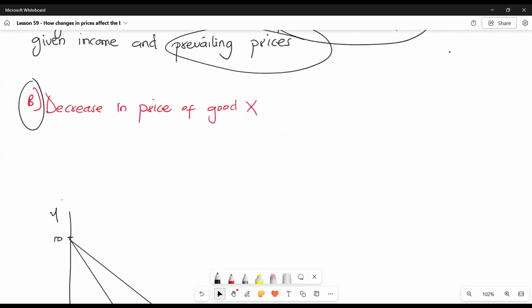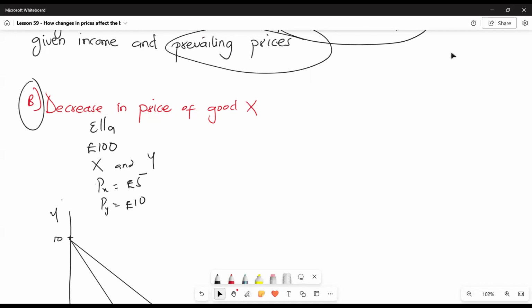good X. Let's go back to our consumer named Ella, who has an income of £100 per week and consumes two goods, good X and good Y. And the price of good X is £5 and the price of good Y is £10.